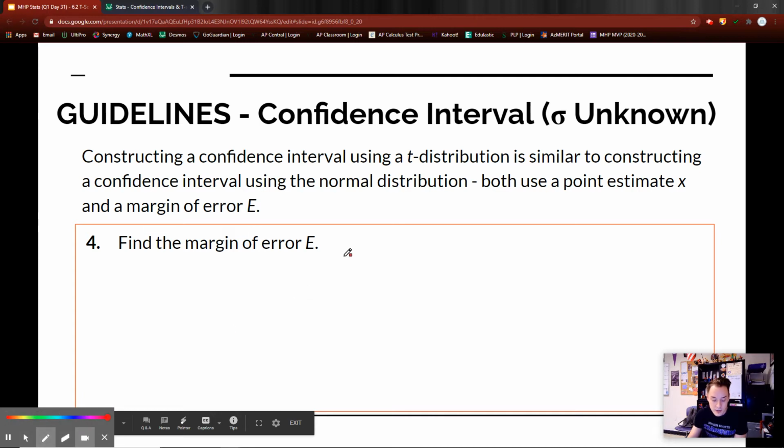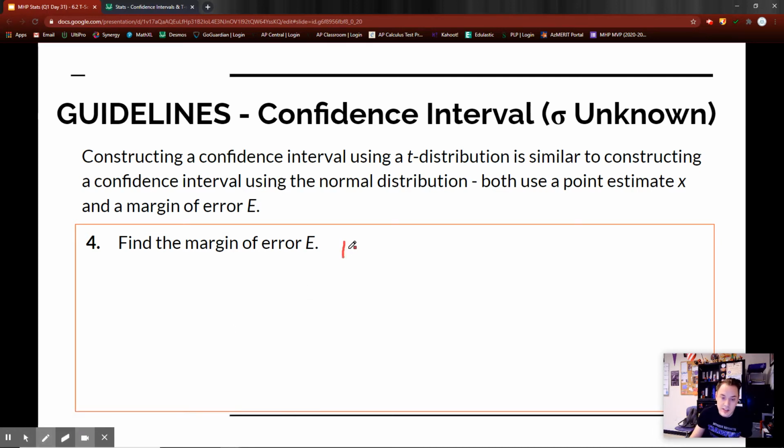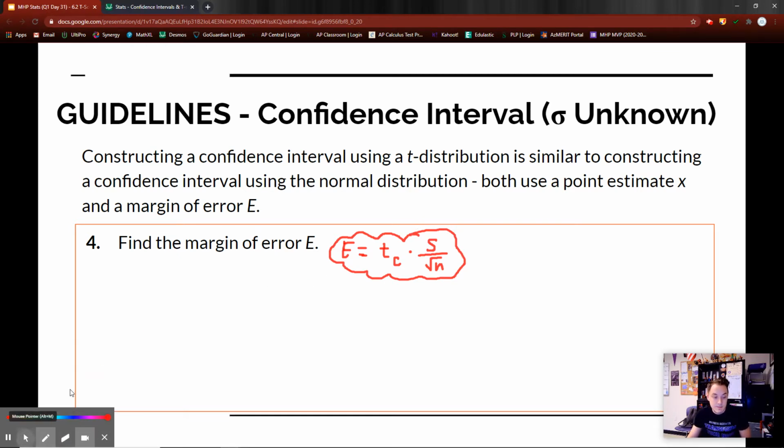So what is the margin of error? Well, the margin of error is very similar to the margin of error for z distributions. But now instead of using the z-score or the critical value of z, I'm going to use the critical value t sub c, from my t distribution, times the standard deviation of my sample all over the square root of n. So a couple changes here, but very much the exact same.